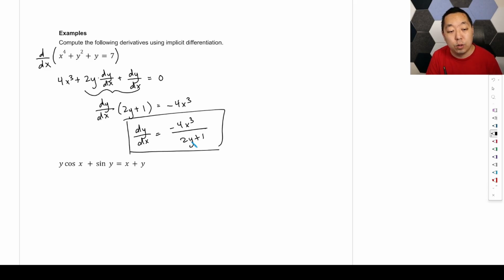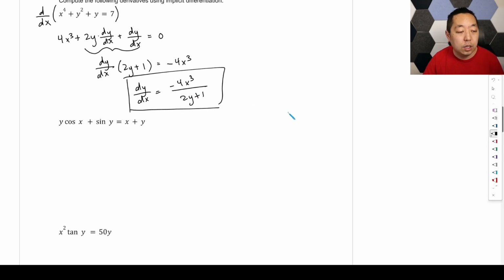I need an x and a y coordinate, one of the downsides of implicit differentiation. But still, we can still compute a derivative. All right, let's take a look at this one. Let's do d/dx here. We're taking the derivative of both sides, left and right side.